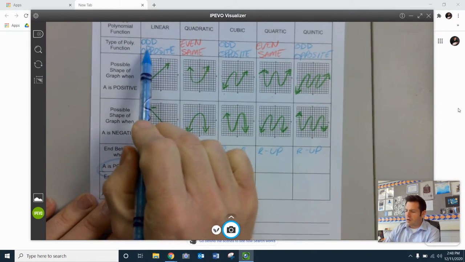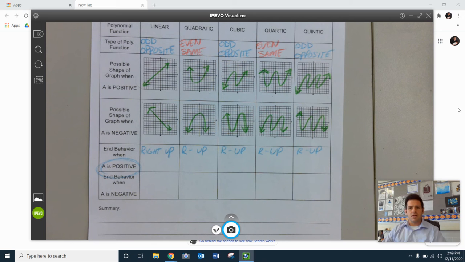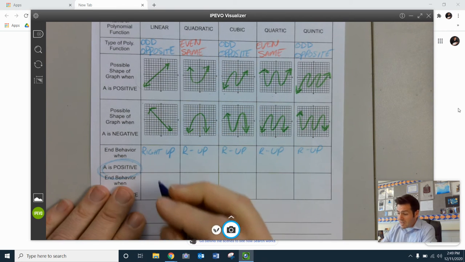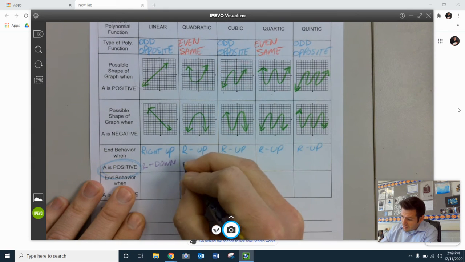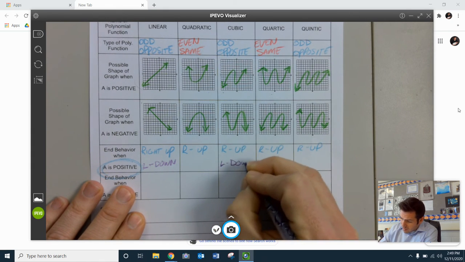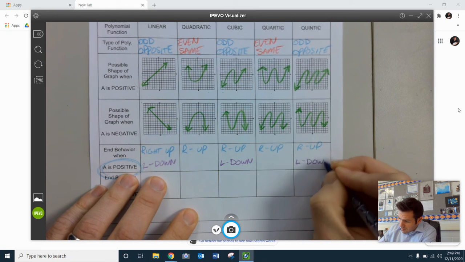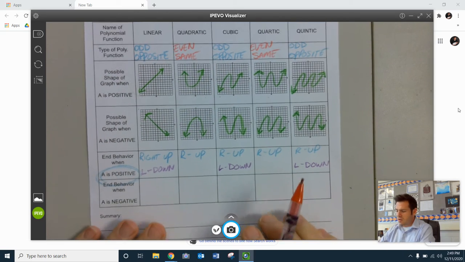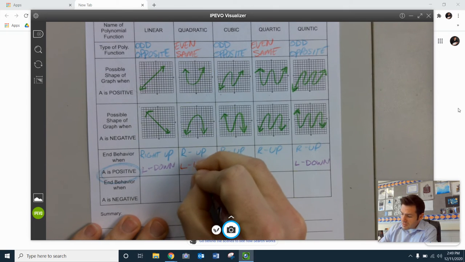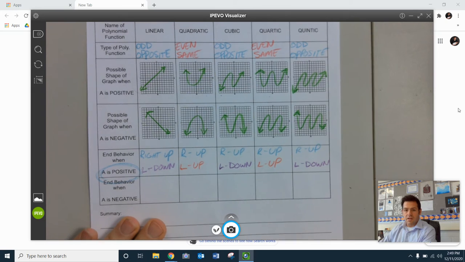Then we follow our type of polynomial function rules. Is it going to go opposite on the left, or is it going to be the same exact thing on the left? So if it's odd, it's opposite, which means on the left I'd be down here. For all the odd numbered polynomials, we're going in the opposite direction. For all of our even numbered polynomials, we'd be going in the same exact direction. So if it's up to the right, it will be up to the left also.